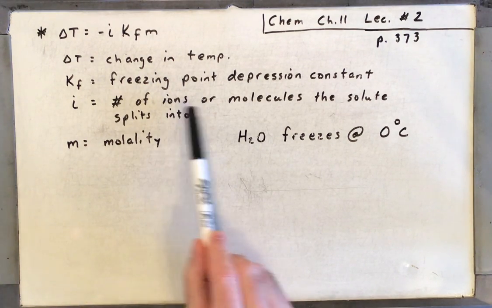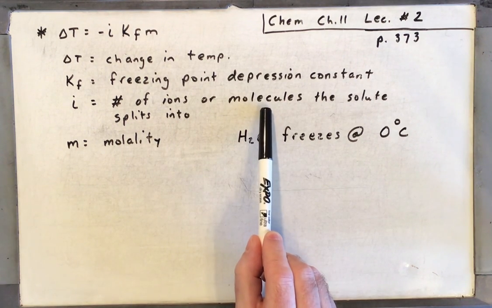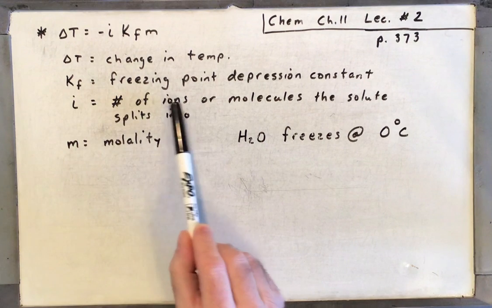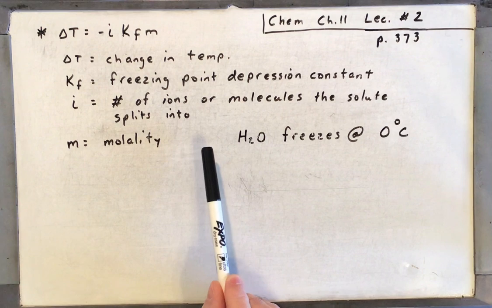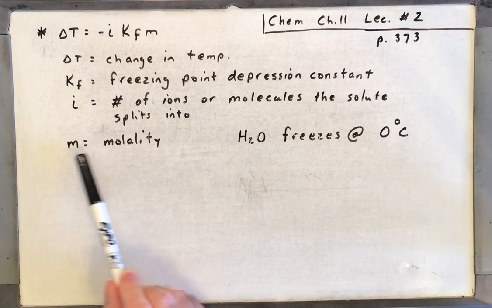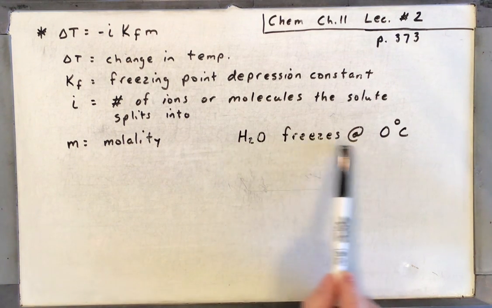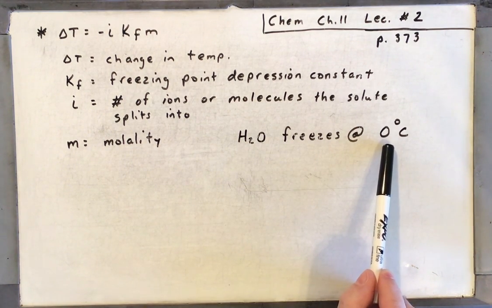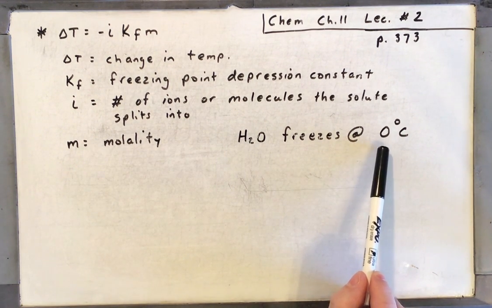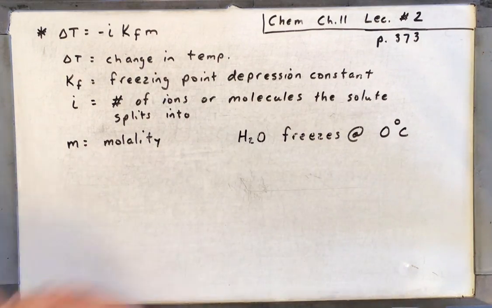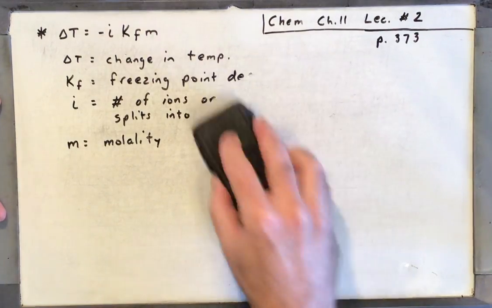i is the number of ions or molecules that the solute splits into. If it's a molecule, i will always be 1. Okay, if it's an ionic compound, then it will be the number of ions in the compound. m, as we learned in the last lecture, means molality, so we'll have to calculate that. And remember, water freezes at 0 degrees Celsius. So for any other substance that is the solvent, you will be given the freezing point, but you do need to remember that water freezes at 0 degrees C.